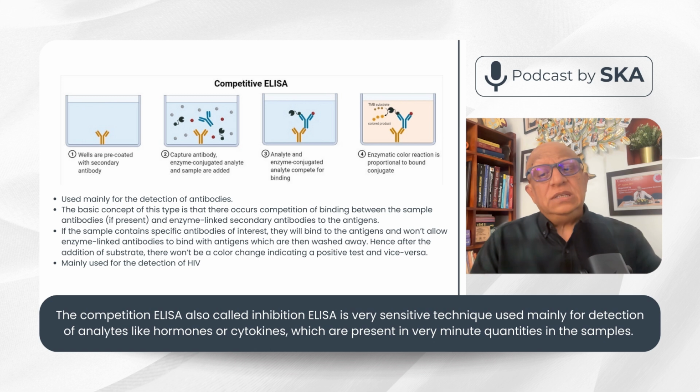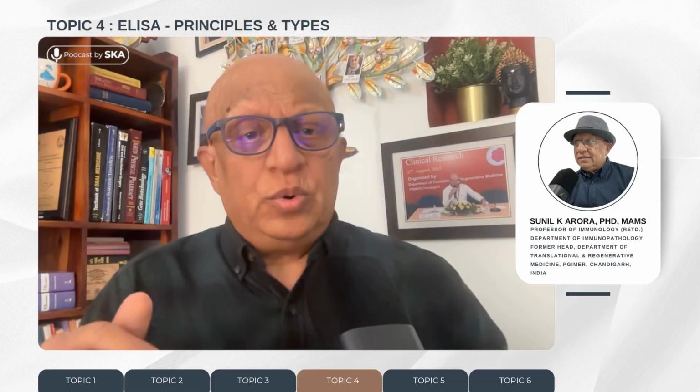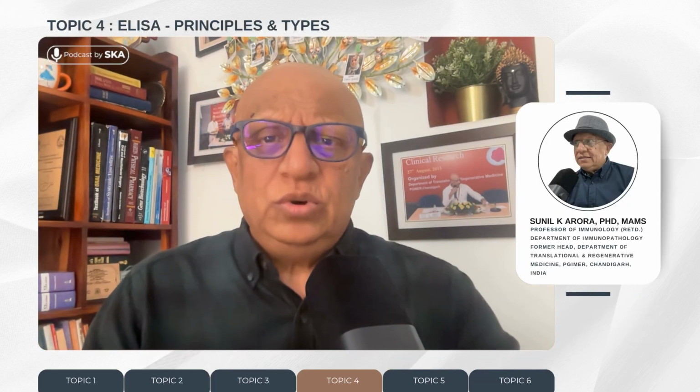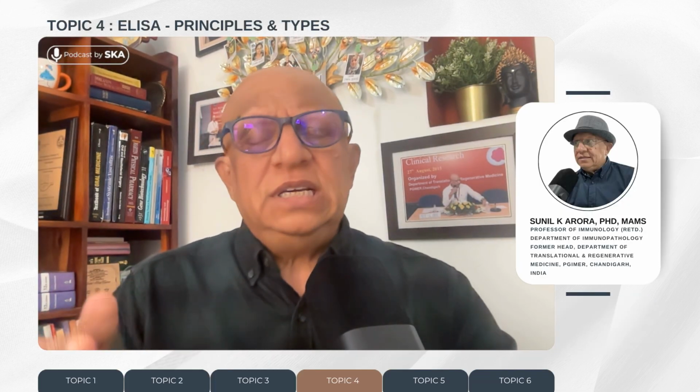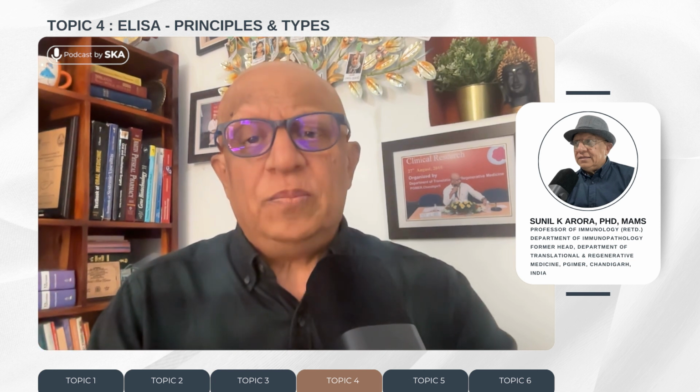The competitive ELISA is predominantly used to measure the concentration of an antigen or antibody in a sample by detecting the interference in an expected signal output, and it is similar to radioimmunoassay. The only thing is that we do not have the radioisotope but an enzyme.